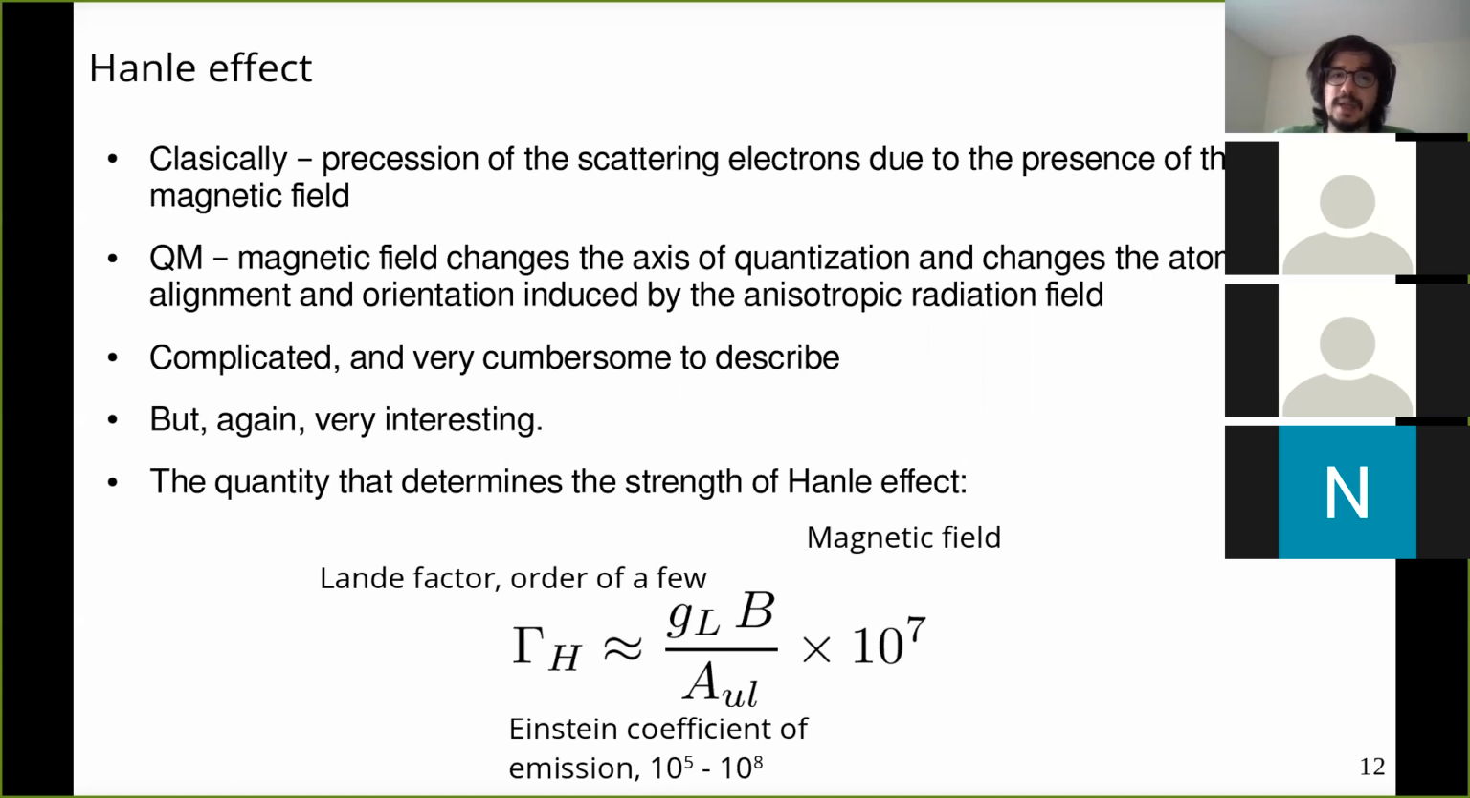Quantum mechanically speaking, what is happening is that the magnetic field, which we are now introducing, is changing the quantization axis. And it's going to change something called atomic alignment and orientation, which is originally induced by the anisotropic radiation field. And then this atomic alignment and orientation influence how your atoms are emitting. And then we can calculate our source functions for I, Q and U. This is very complicated and very cumbersome, but much more rewarding and ultimately very useful. You learn a lot of atomic physics and quantum mechanics along the way.